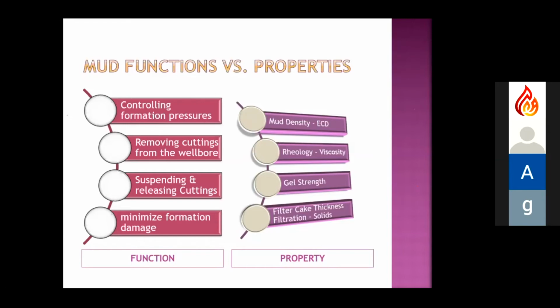Okay, the second function is removing cuttings from the wellbore. When we talk about removing cuttings, we are talking about hole cleaning. Here the property is the viscosity and rheology in general. We take the cuttings from the hole to the outside. Here we are talking about viscosity, yield point, and rheology in general, and the fan readings: the 600, 300, 200, 100, 6, and 3 readings. These are the six fan readings with the rheometer.